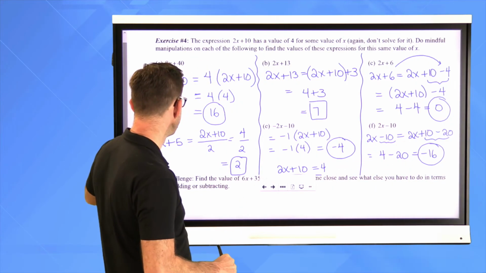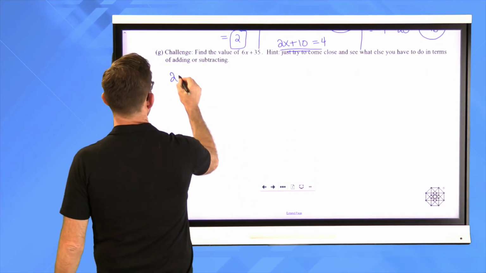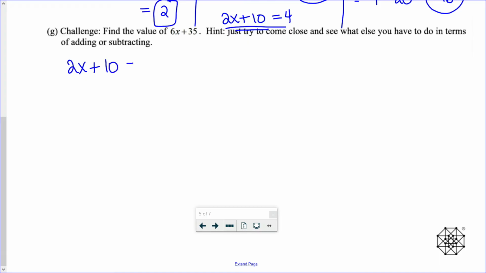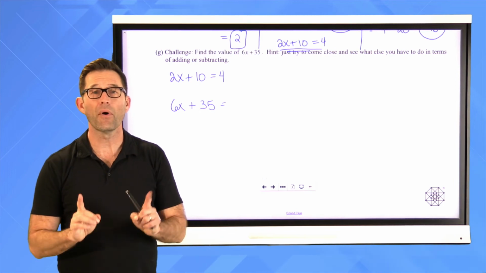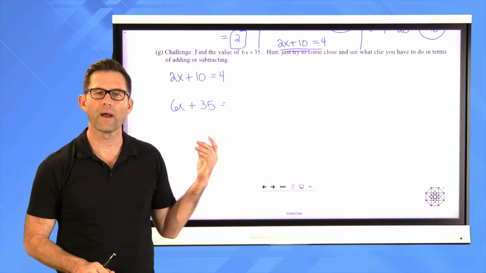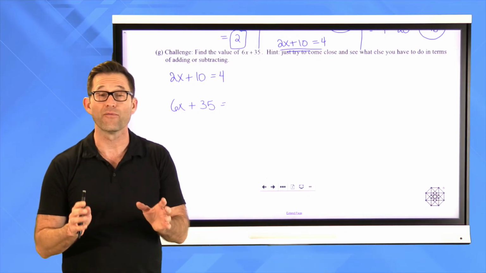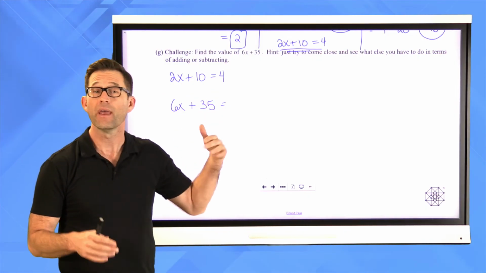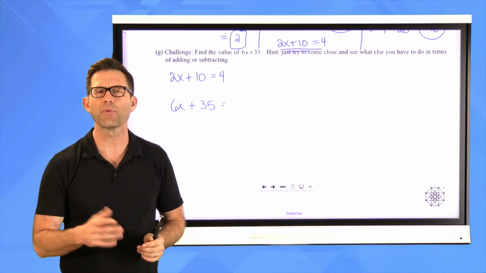Now the final one, and this is the most challenging one. Remember I've got 2x plus 10 is equal to 4, and now I have to think of 6x plus 35. So this one's a little bit trickier to manipulate. I want you to pause the video now, and play around with 6x plus 35 and try to get 2x plus 10 involved. We have to get this expression involved. If we don't, then there'll be no way to really figure out the value of that expression. So play around with it a little bit.